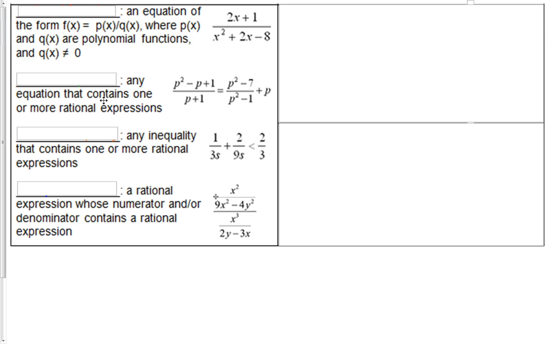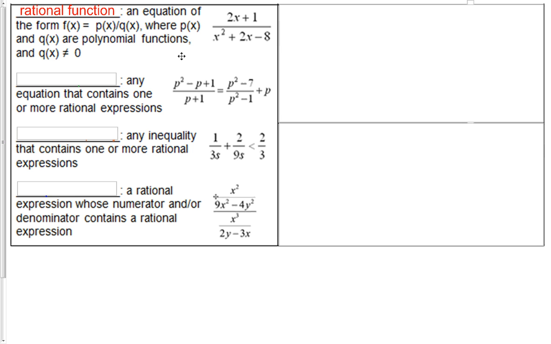Moving on, we have a bunch of things with rationals. First one is called a rational function. This is an equation in the form where f of x equals this expression here, p of x over q of x, where p of x and q of x are polynomials.